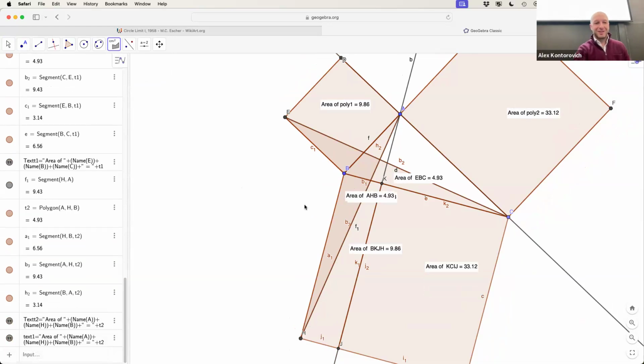Because it's the same. Did you say it's the same triangle? Yes, it is the same triangle. It's the same triangle. Why is it the same triangle? Why are these two triangles congruent? Side, angle, side. Why side, angle, side?